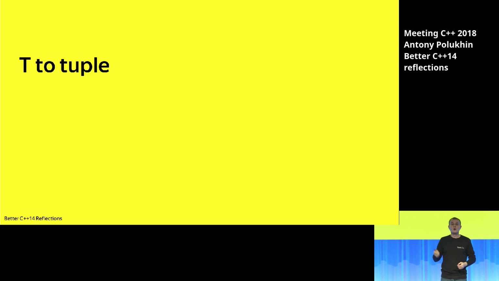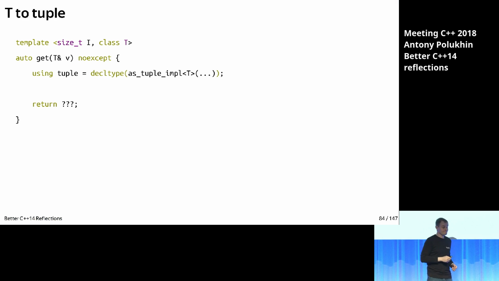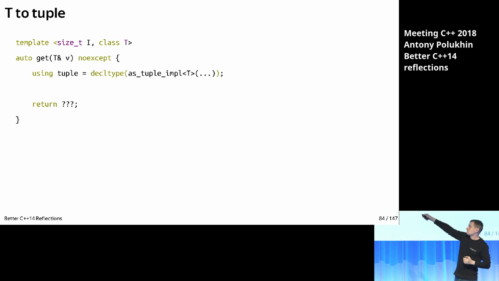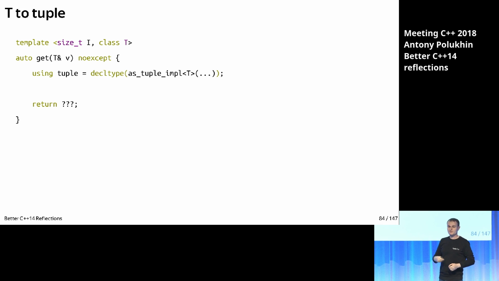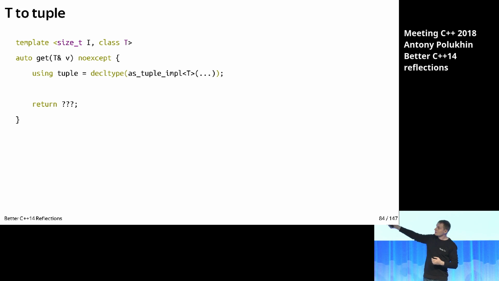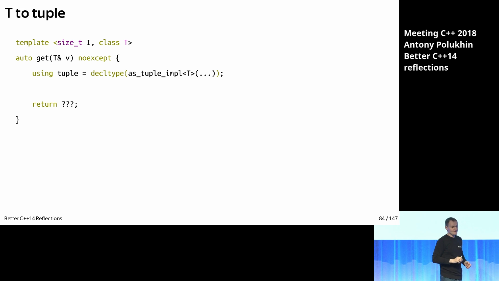Great. Final step. We have to implement the get function. User gives us some integer. It's the index of the field he's interested in, just like with std get. User gives us a runtime variable v. And here we've got a tuple. It's a std tuple of types, and those types match types of the field in the user-provided structure. Now, how to convert that user-provided structure to some kind of tuple.